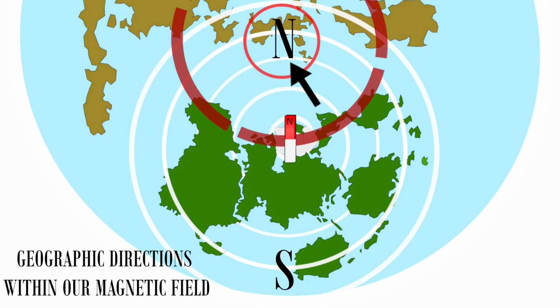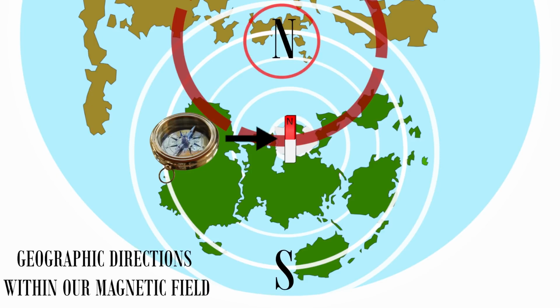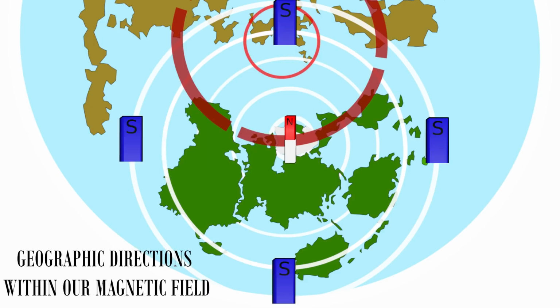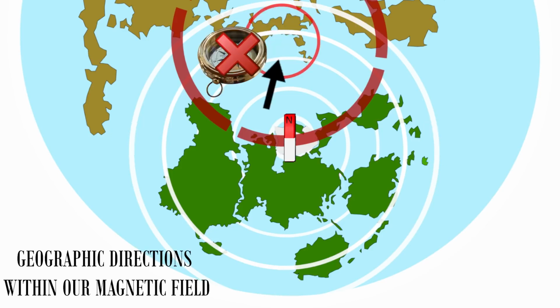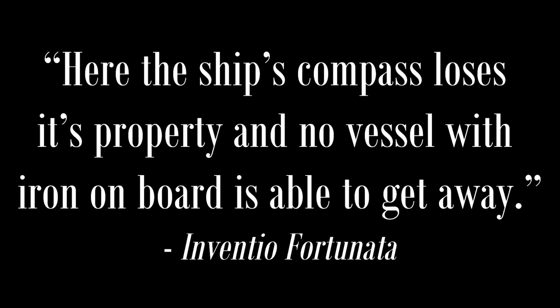It is not located at our north magnetic pole. If you use a compass to travel north, you will end up traveling here. If the South Pole is the entire Antarctic Circle, then to travel to the true north, you would need to go south. But even then, this would most likely fail. If the center is made of iron, then at some point it would supersede the southern magnetic pole of our magnetic field. If by chance you were lucky to head in the direction of true north, then the compass would most likely fail altogether due to the iron core. As the mysterious text, the Inventio Fortunata, states, "Here the ship's compass loses its property, and no vessel with iron on board is able to get away."